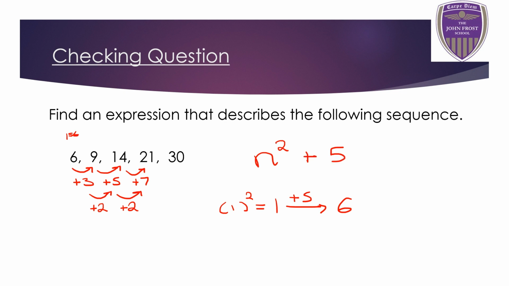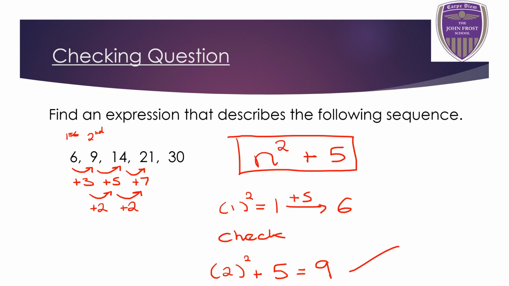But let's check with the second term of the sequence, okay? So the second term is 9. So let's see what happens when I put 2 squared plus 5 in. Now, 2 squared is 2 times 2, which is 4. And 4 plus 5 is 9. Would you look at that? That is our second term in the sequence. So I am happy that the answer to the second question is n squared plus 5.